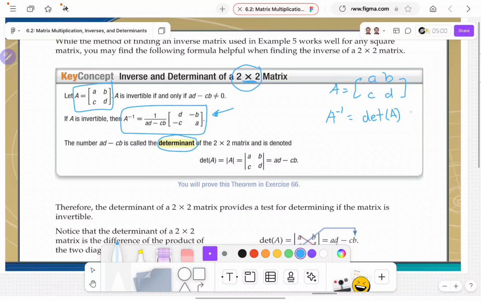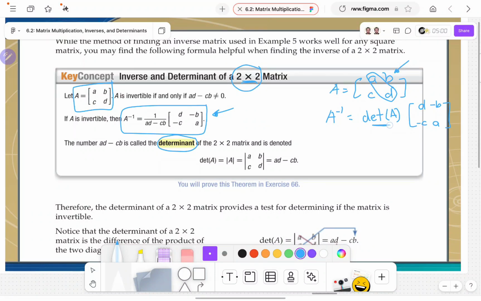So I need to find the determinant and multiply it by the matrix A, but it will not be in the same order. The order will be changed. So we're going to flip or switch diagonally. D will take the place of A and A will take the place of D. And for B and C, we are going to flip the sign. If B was negative, it will be positive, and if it's positive, it will be negative. Okay, for B and C.